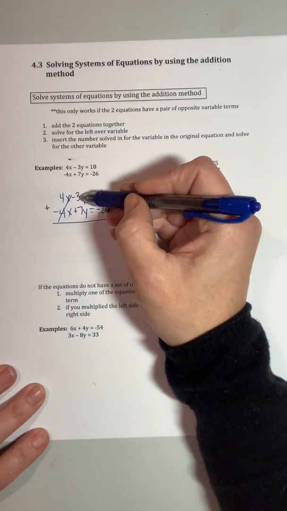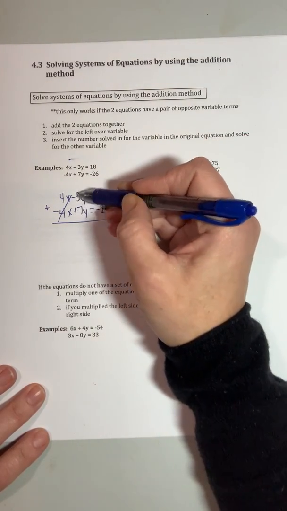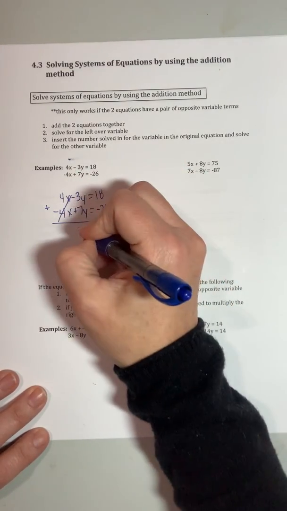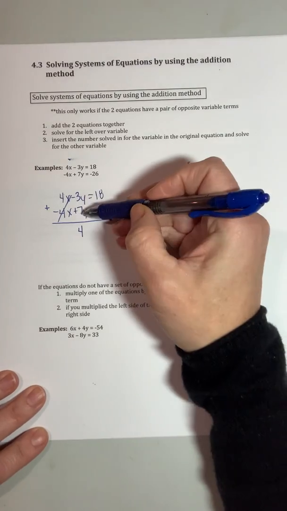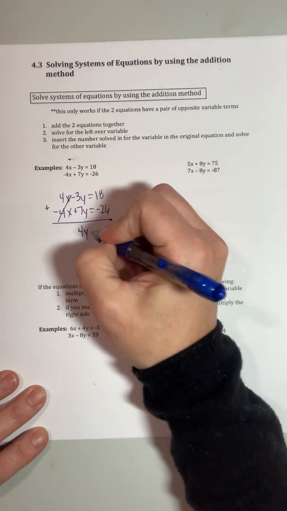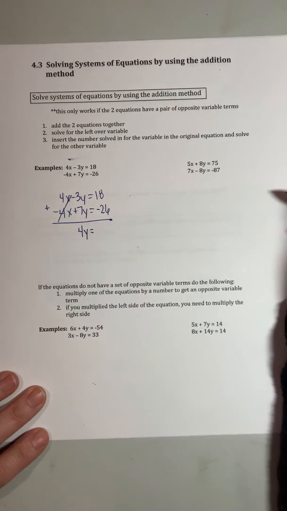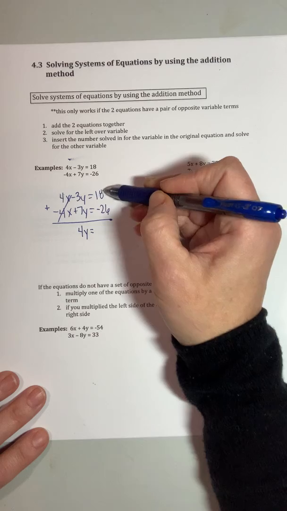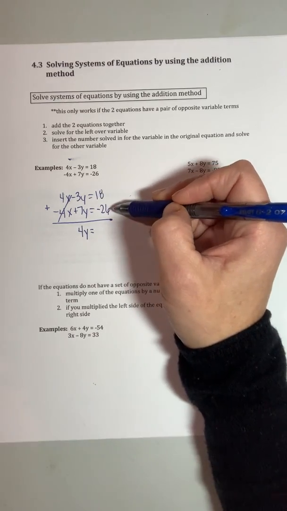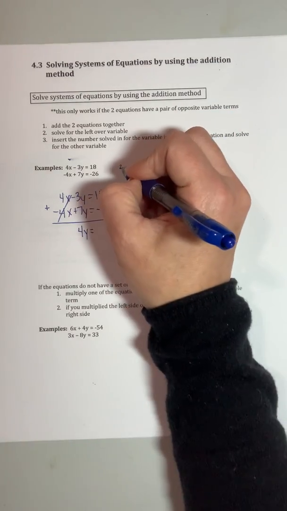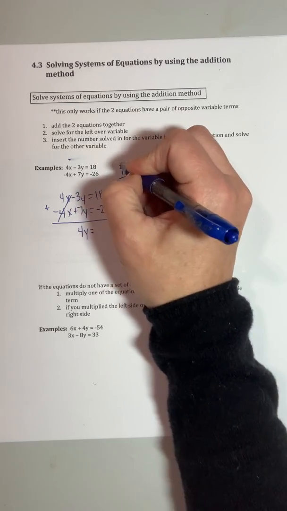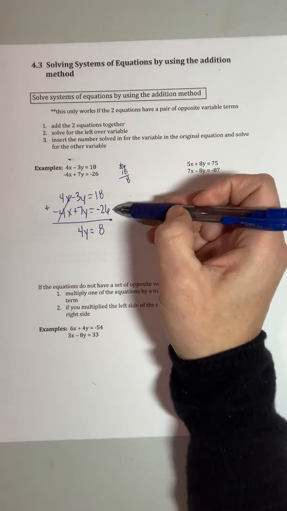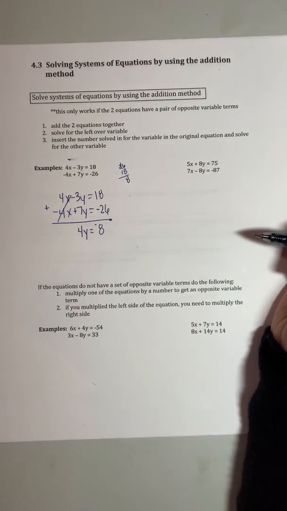So now I have -3 plus 7. Again, that's one of each. So if you have one of each, you subtract. 7 minus 3 is 4. 7 is bigger and it's positive, so it stays. So it's 4y equals 18 plus -26, which is one of each again. One of each is subtraction, so we're going to subtract 26 and 18. We get 8. Since the 26 is bigger, it's a -8.